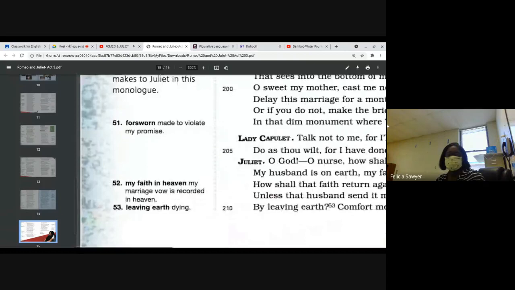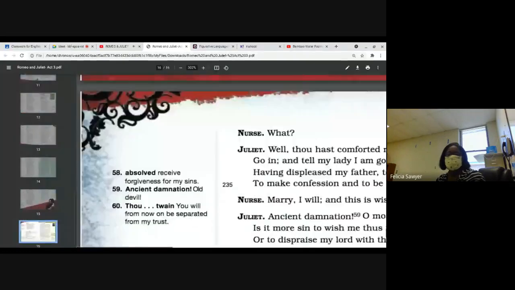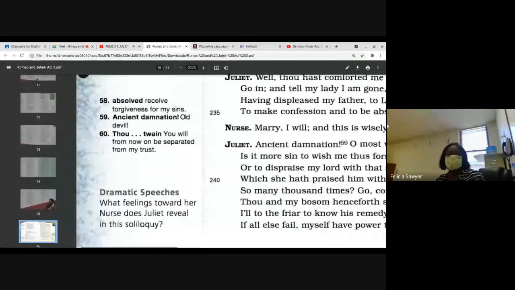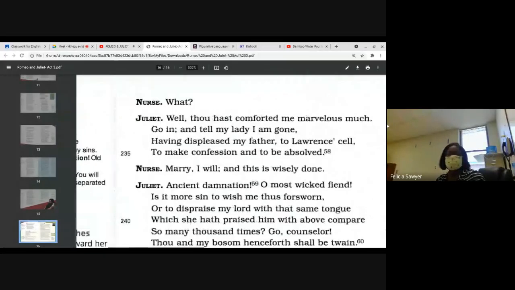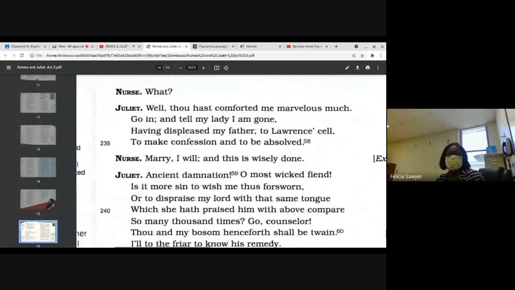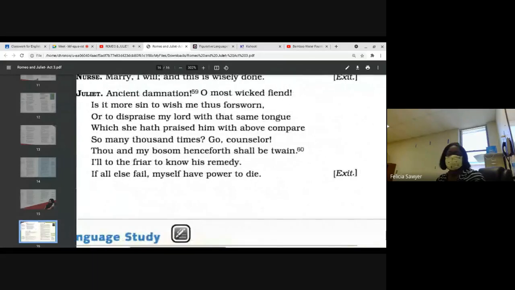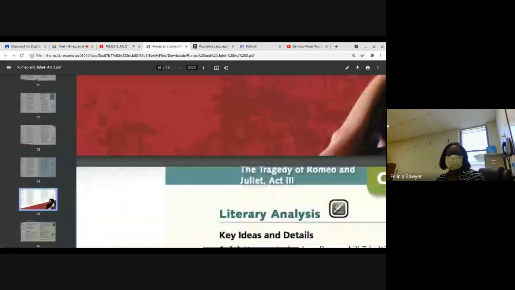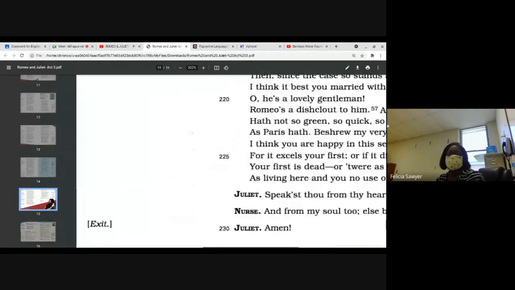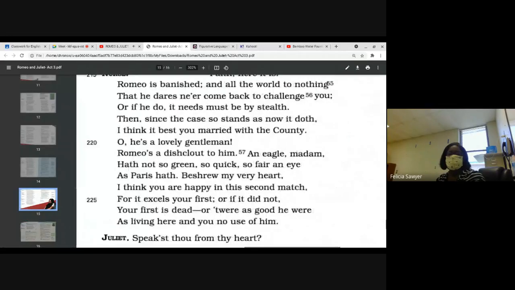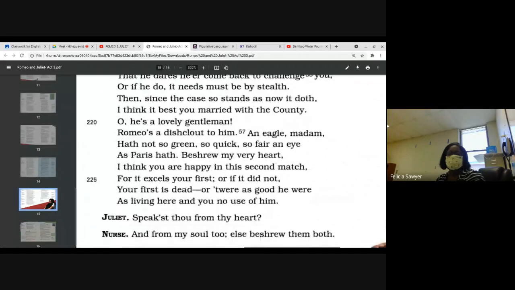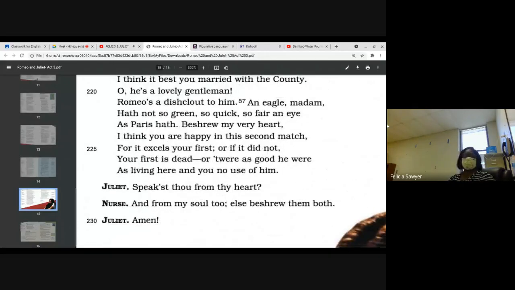Some comfort, nurse. Faith, here 'tis. Romeo is banished, and all the world to nothing, that he dares ne'er come back to challenge you. Or if he do, it needs must be by stealth. Then, since the case so stands as now it doth, I think it best you married with the county. Oh, he is a lovely gentleman. Romeo's a dish-clout to him. An eagle, madam, hath not so green, so quick, so fair an eye as Paris hath.